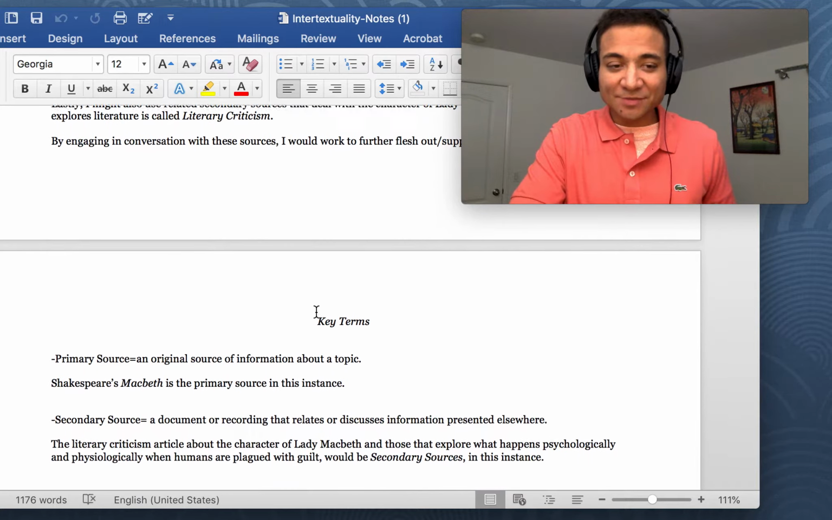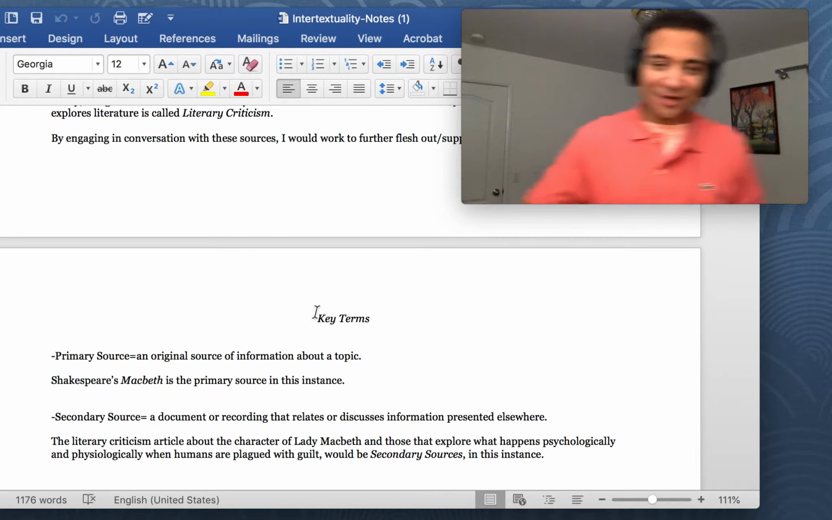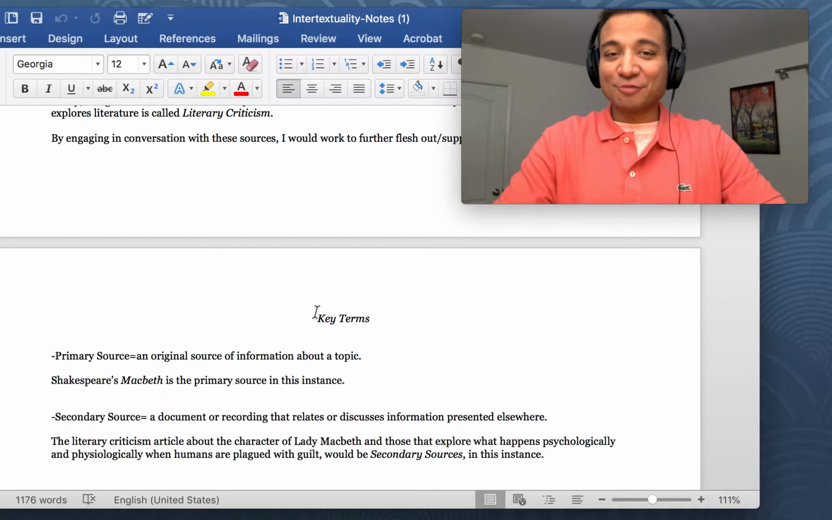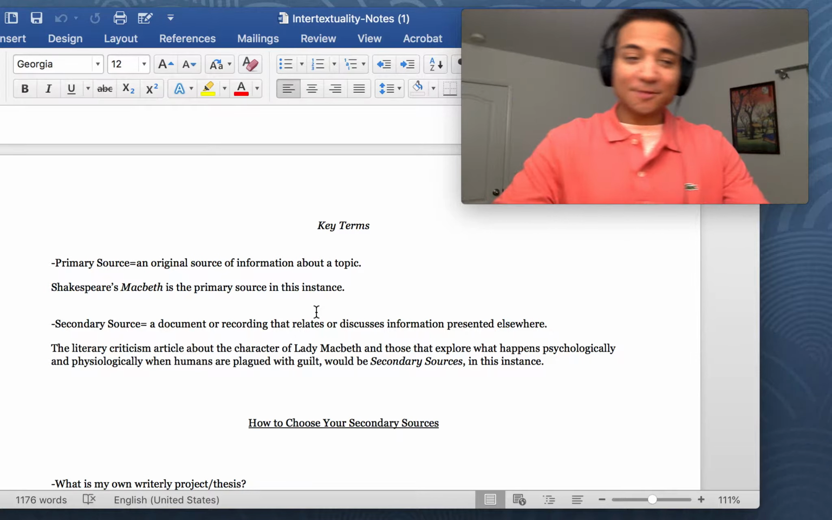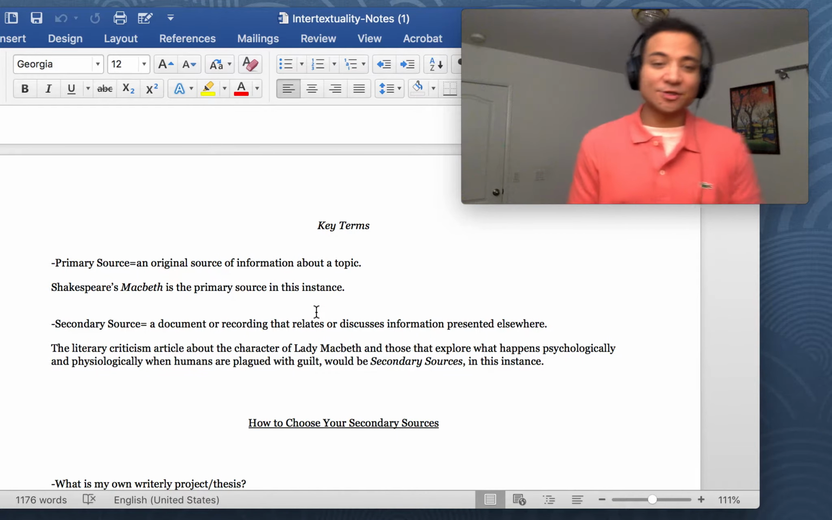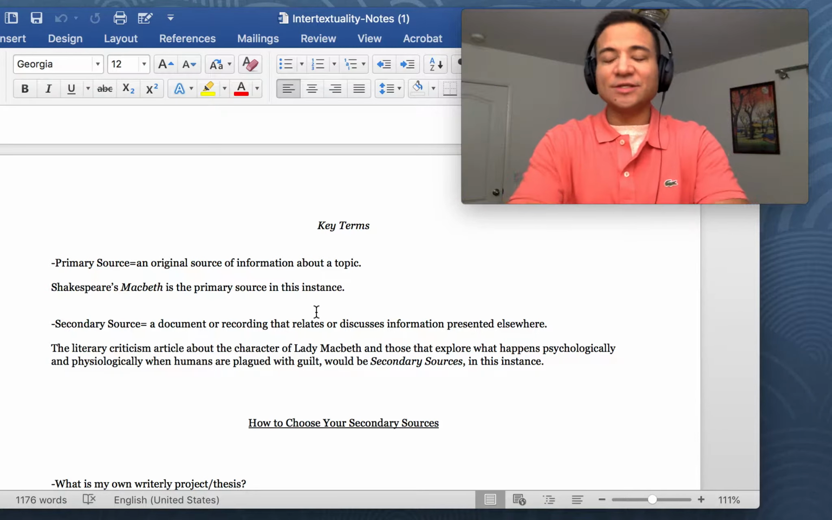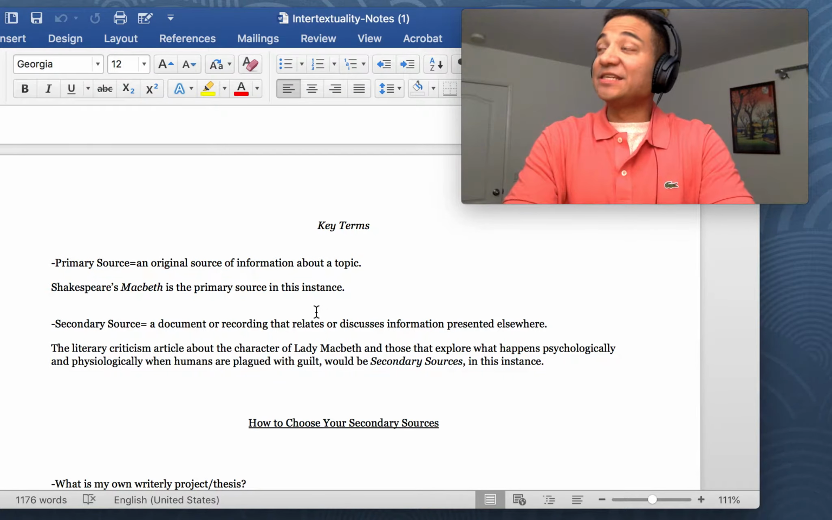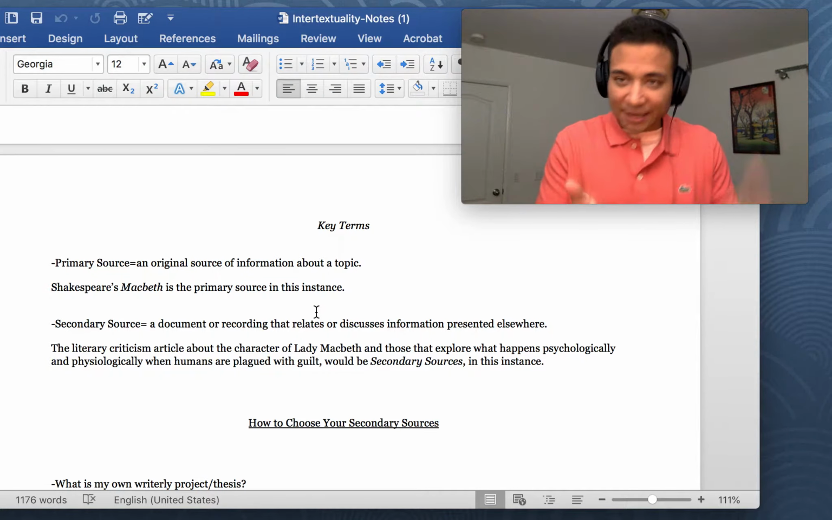Here are some key terms going your way. Key terms, here they come. You ready? So first of all, we have primary source. In this instance of you being a student being asked to work with the play Macbeth, that's your primary source. It's an original source of information about a topic. So it's the main thing that you're using to really develop your paper. In this case, the main thing is the play, right?